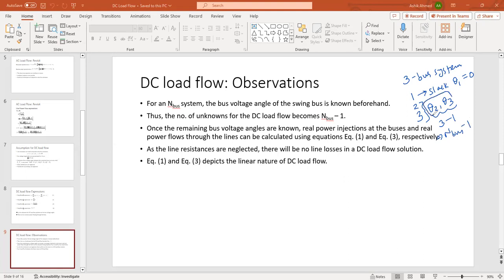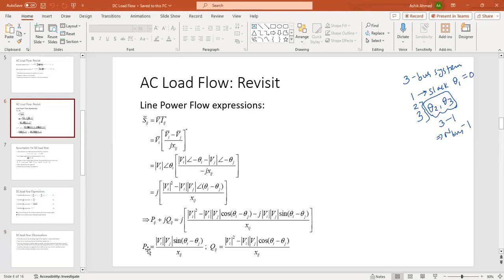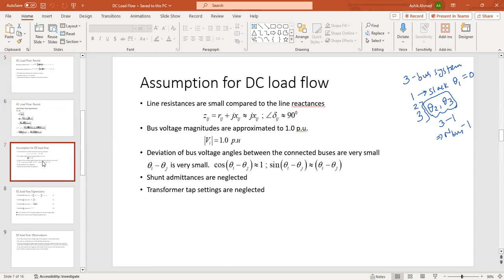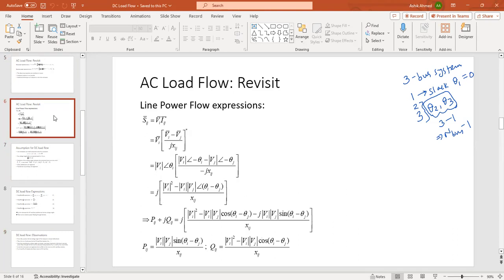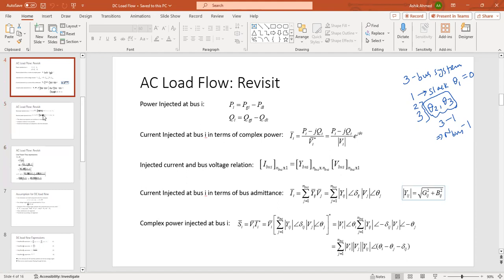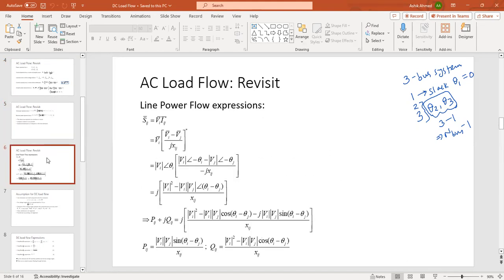Why are theta 2 and theta 3 the only unknowns? We discussed it in the last class, because if we look into the expressions of the Pij and Qij, these are the line flows, and similarly the expressions of Pi and Qi, the injection. The injection will come later on. So let us take this one first. So, Pij and Qij expressions.